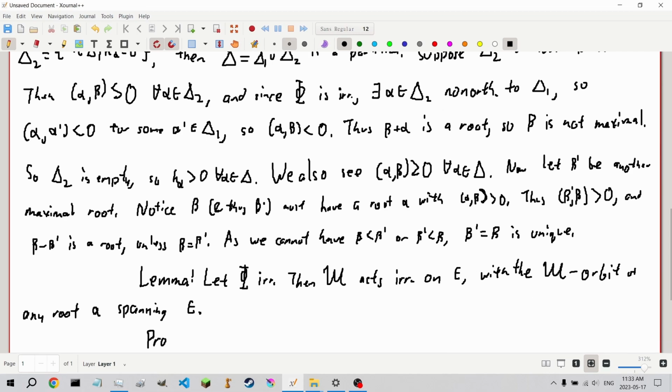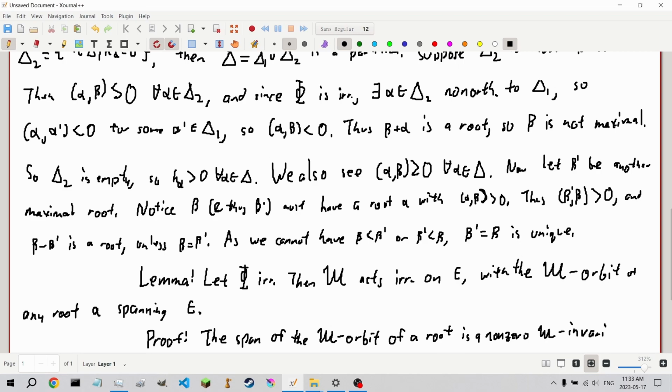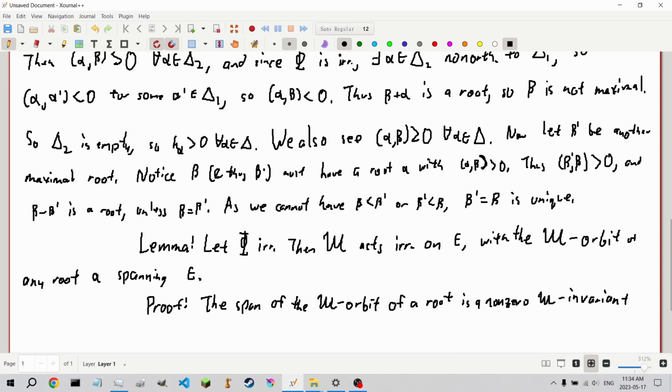And the proof. The span of the Weyl orbit of a root is a non-zero Weyl invariant subspace of E, so the first half implies the second. First half of the lemma, that is.